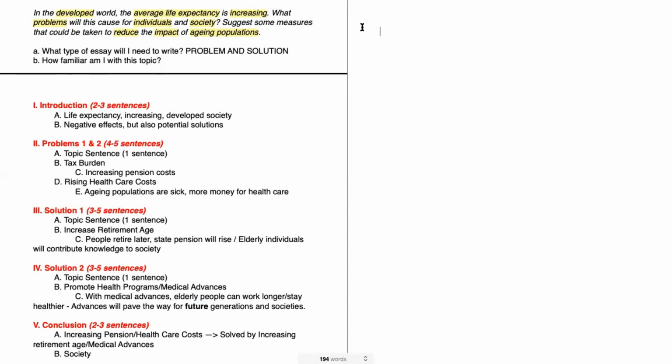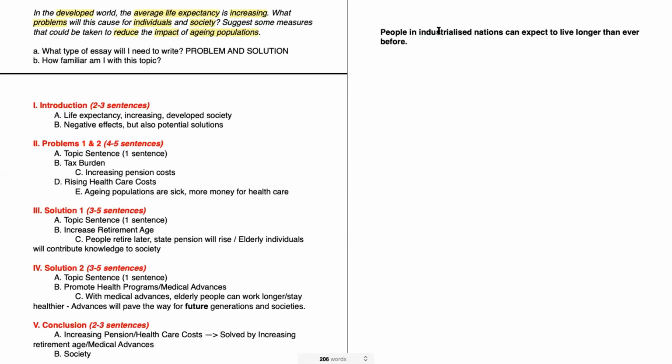Okay, so I'm going to start with my introduction. Remember, I'm going to rewrite the first statement here. And I do have life expectancy increasing and developed society. But let's see if I have some other synonyms up my sleeve. I'm going to put this first sentence in bold, and I'll say people in industrialized nations can expect to live longer than ever before. Now I've changed it a bit.